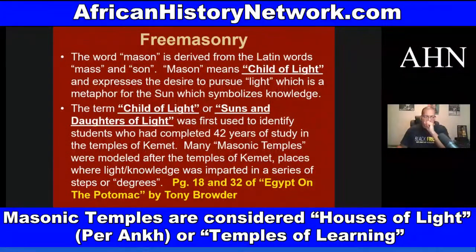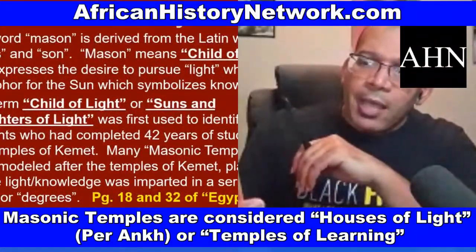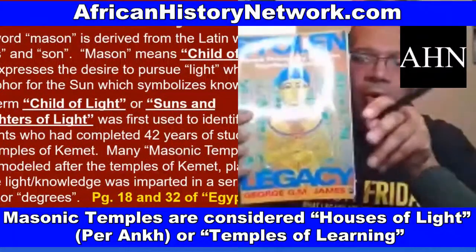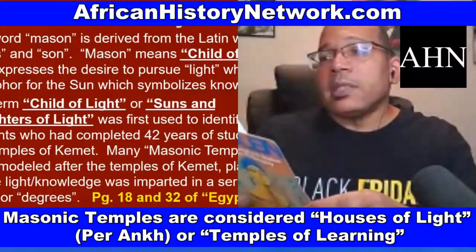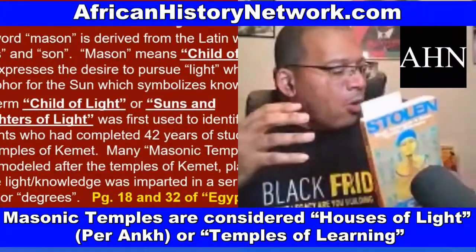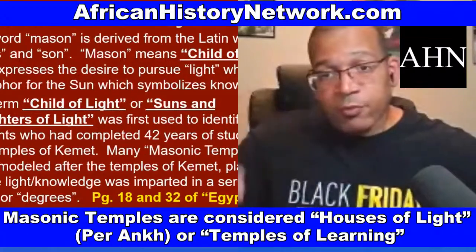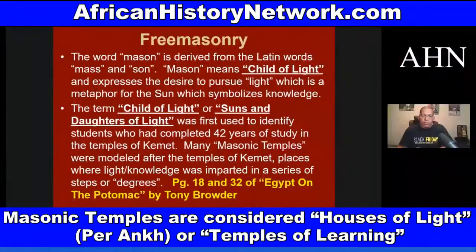When you read Stolen Legacy by George G.M. James, here's a copy of it right here. When you read Stolen Legacy by George G.M. James, Greek philosophy is stolen Egyptian philosophy. This is an old copy that I got December 8th, 1993, when I was in college. He talks about the 7 liberal arts, the arithmetic, the logic, the rhetoric, things like this, the trivium and the quadrivium. And he also talks about how the Moors were the custodians of the ancient Egyptian mystery system as well. And they're going to take these teachings into Europe.